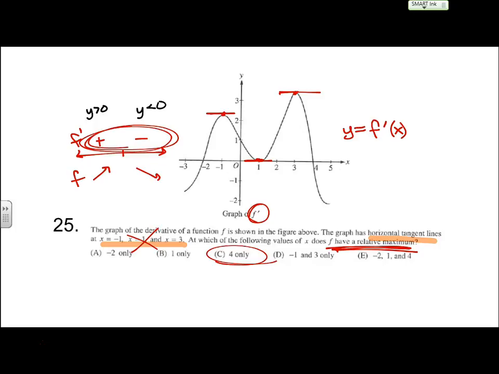The answer is 4 because you guys see how it was above and it goes below and it changes at a 0. It is above and then it's below and it changes at a 0. Yes, that is a relative max of F.